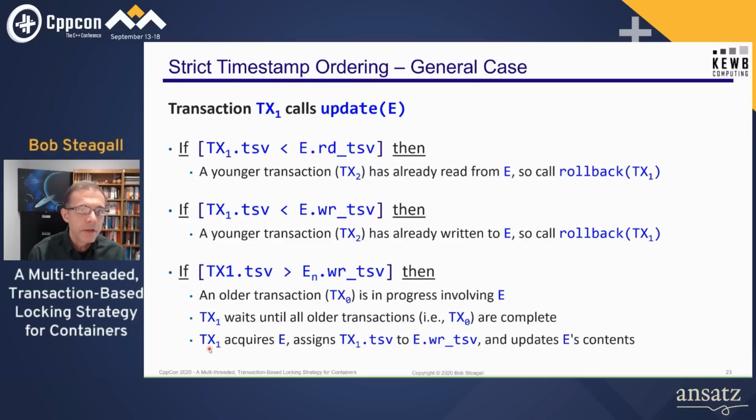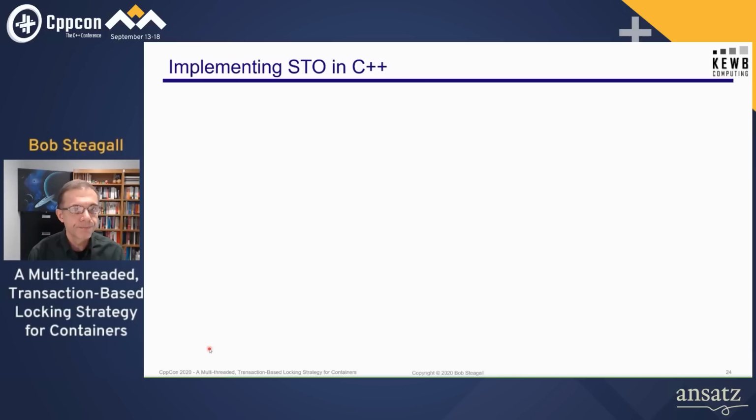And as before, if my timestamp value is greater than the write timestamp for E, that means an older transaction might be in progress. I wait until all the older transactions are done, and then I acquire E, I update E's write timestamp with my timestamp, and I update the contents, I release E, and I go.